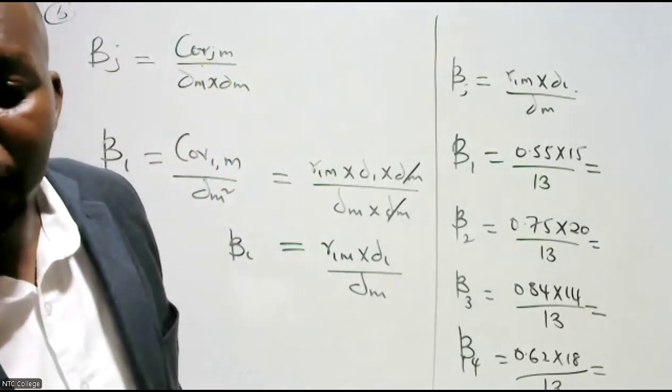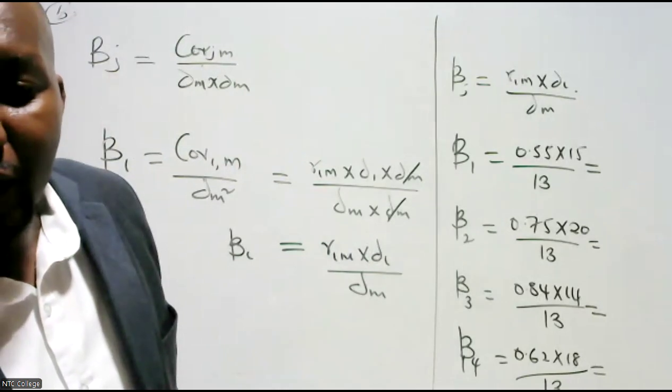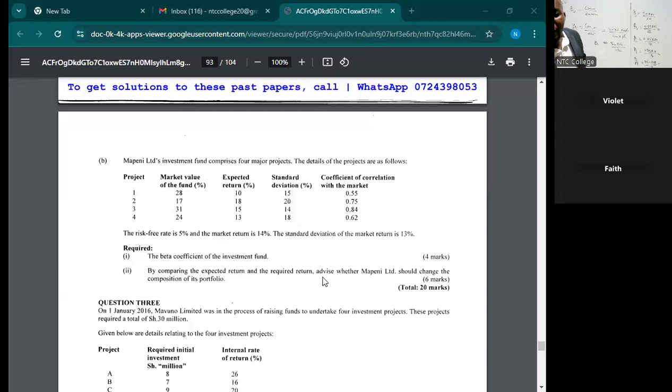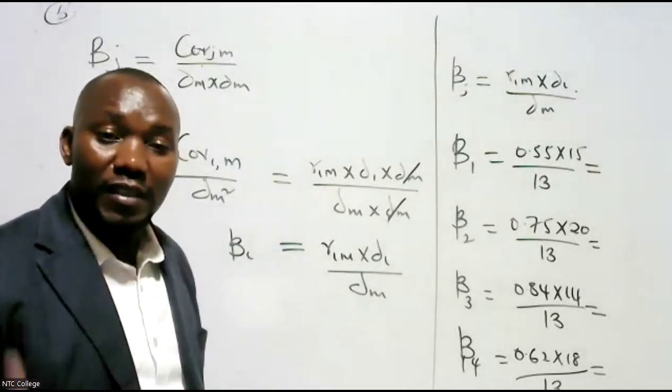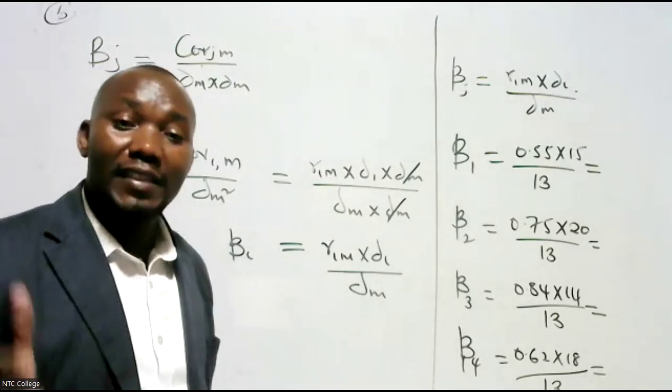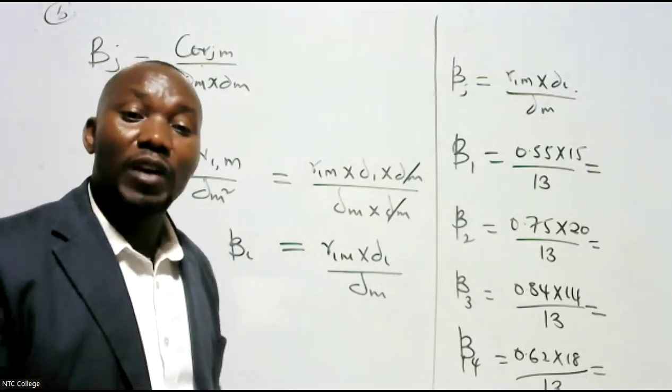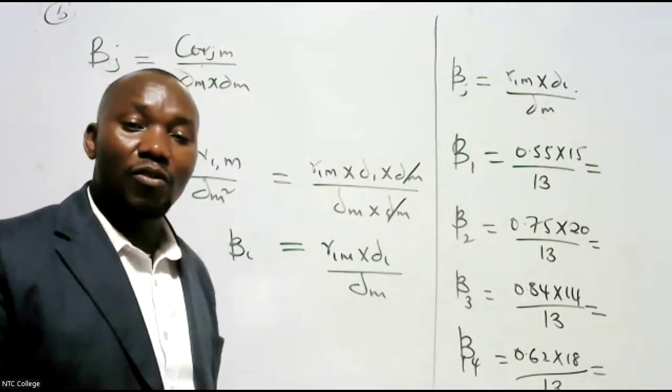Look at the question. After knowing the one that is making profit and the one that is making loss, they're comparing the expected return and the required return. Advise whether Mapeni Limited should change the composition of its portfolio. So if the portfolio is composed of 80% of A and 20% of N, you may realize N is not making profit. Now, increase the other one there, you are changing the composition.